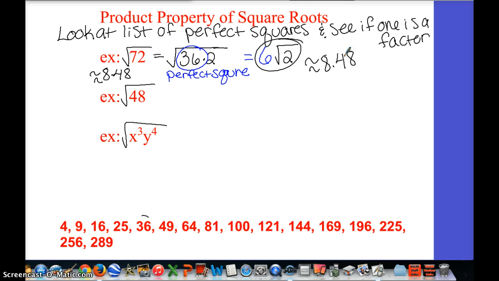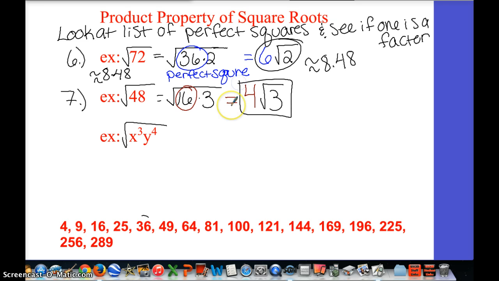Let's do the same thing with number 2. So I guess this is number 6 for your example. With number 7, let's see if 48 is divisible by any of these numbers. Oh, I can see it's the square root of 16 times 3 equals 48. 16 is a perfect square. The square root of 16 is 4. Can't take the square root of 3, so it's 4 root 3. And again, you can check in your calculator.